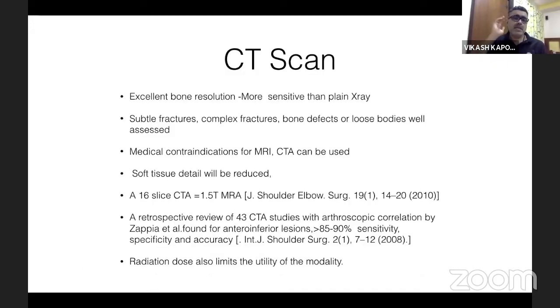Now, the CT scan is an excellent thing which has come up in the last so many years. There have been various classifications and various understandings of instability which have come up in the post-CT scan era, in the last 25, 30 years. Subtle fractures, complex fractures, and bony defects are assessed. We have been able to quantify the size of the glenoid, how the glenoid fractures are there, and various bony pathologies associated with instability with the help of the CT scan.